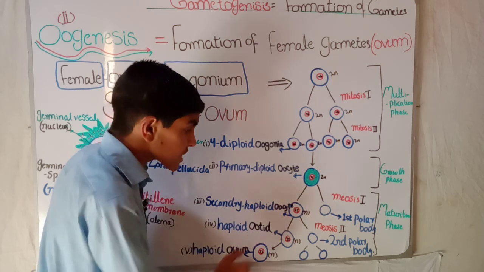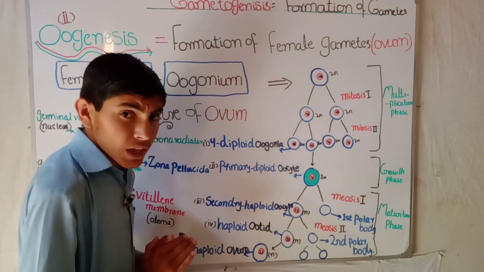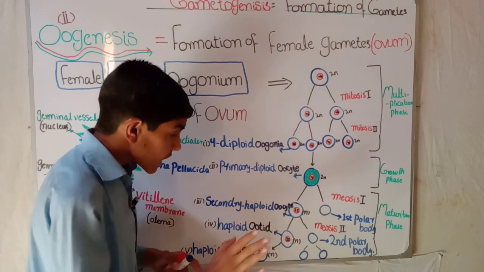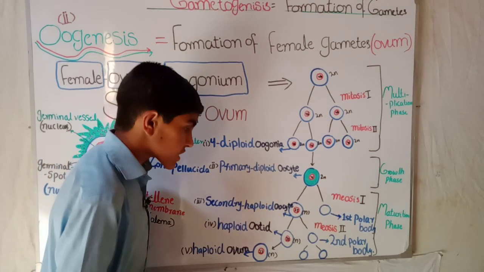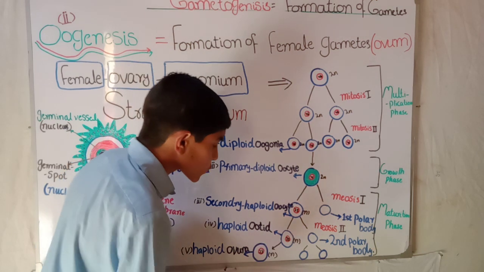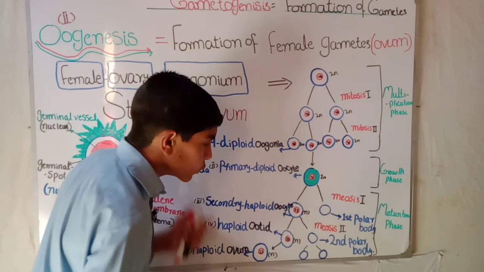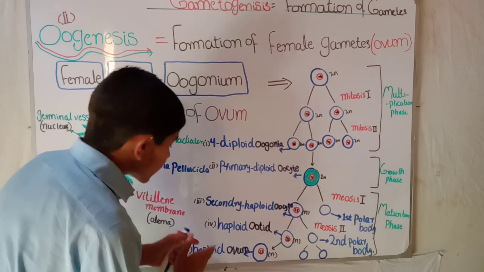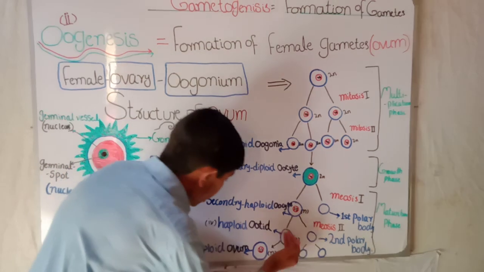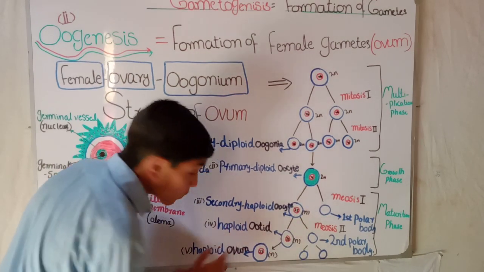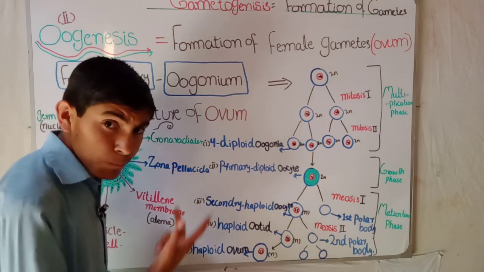In the first step of meiosis, it produces a first polar body, which is extra, and the second is called the secondary haploid oocyte. It is a haploid cell. In the second step, meiosis 2, it also produces 2 cells. One is the second polar body, and the other, a larger one, is called the haploid ovum. Then this ovum forms the egg, which is the female gamete, or egg cell, which will then undergo the process of fertilization.